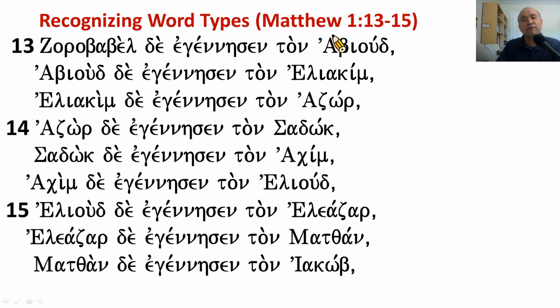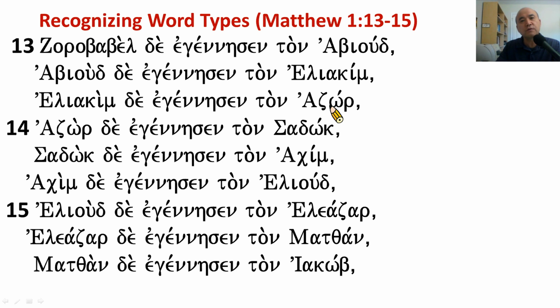Now, let's continue from the scriptures. Matthew chapter 1, we didn't finish it yet. Verse 13. Zorobabel δε εγέννησεν τον Αβιούδ. Αβιούδ δε εγέννησεν τον Eliakim. Eliakim δε εγέννησεν τον Azor. Do you see? Zorobabel, Αβιούδ, Eliakim. These are names. Also, Αβιούδ, Eliakim, Azor.